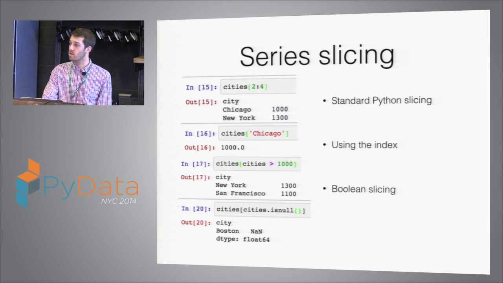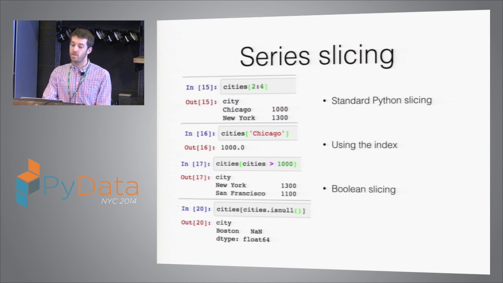So this is kind of like your where clause in SQL, and that condition actually filters down the series to the objects that you care about. So here we're saying, show me the cities where the value that they had was greater than 1,000, and we only get New York and San Francisco here.